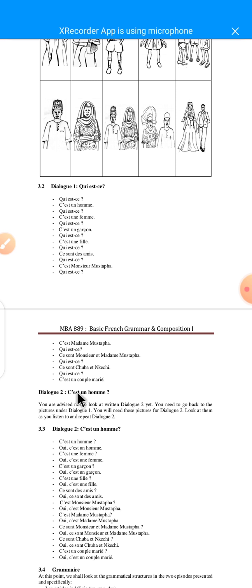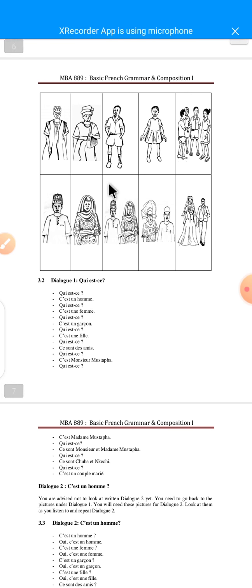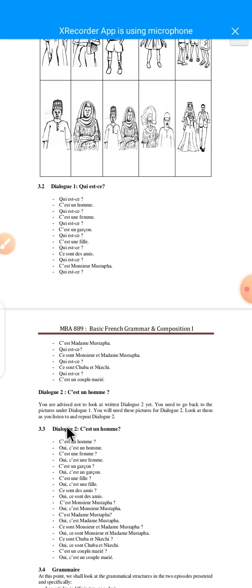Dialogue 2. C'est un homme. Is it a man? You are advised not to look at written dialogue 2 yet. You need to go back to the pictures under dialogue 1. So these are the pictures in dialogue 1. You will need these pictures for dialogue 2. Look at them as you listen to and repeat dialogue 2. Dialogue 2. C'est un homme.